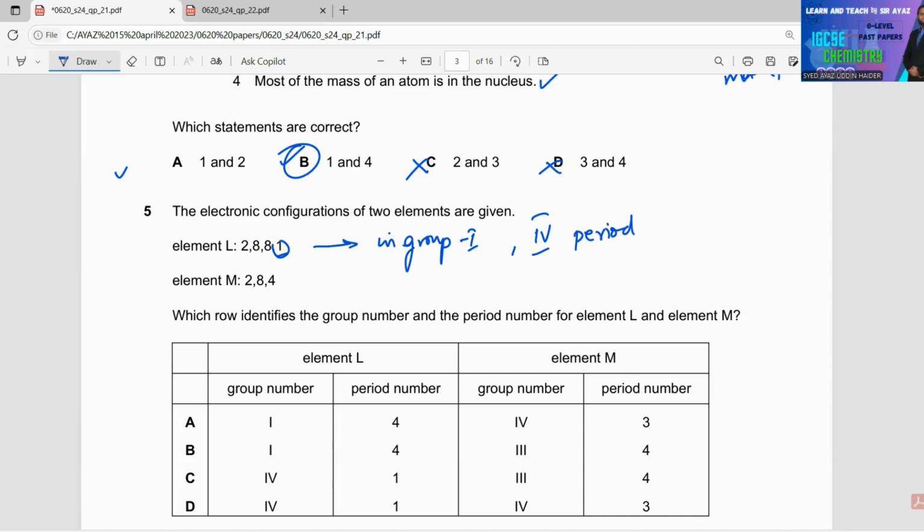What about element M? 2, 8, 4. 4 is the valence electron in M. So it must be in group 4. What about the period? There are 3 electron shells. So it must be in the 3rd period.